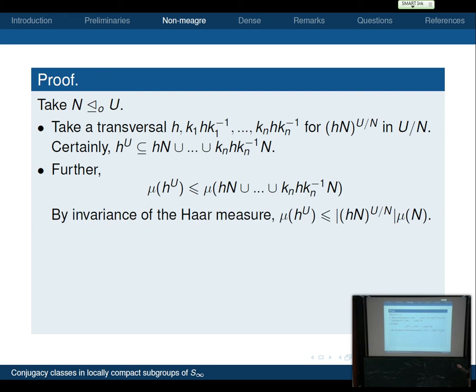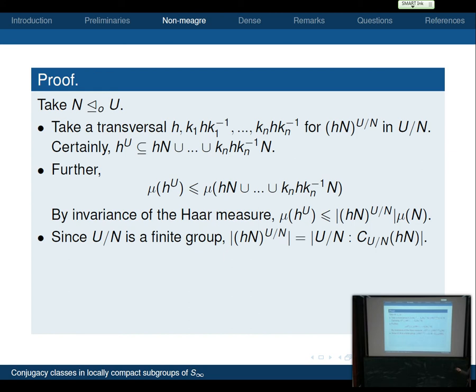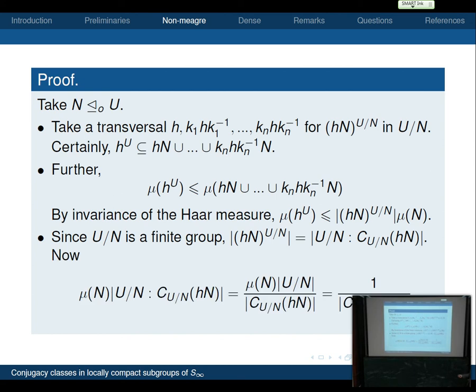By the invariance of the Haar measure, the measure of this conjugacy class is less than or equal to the size of the conjugacy class of the coset HN in U mod N times the measure of N. But now U mod N is a finite group, so we can apply this obvious fact: the size of this conjugacy class in U mod N is exactly the index of the centralizer. Writing this out, we get the measure of N times the index of the centralizer. We can write this as the size of this finite quotient over the order of the centralizer in U mod N of the coset HN. But the measure of U is 1, because we chose it to be normalized.